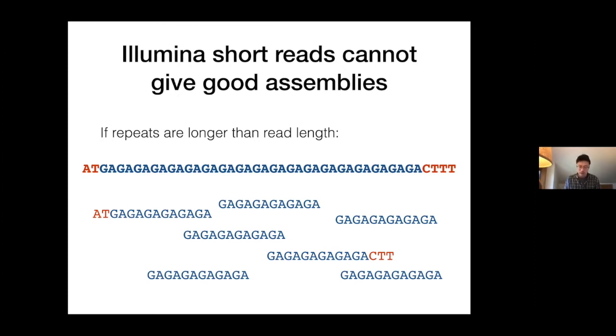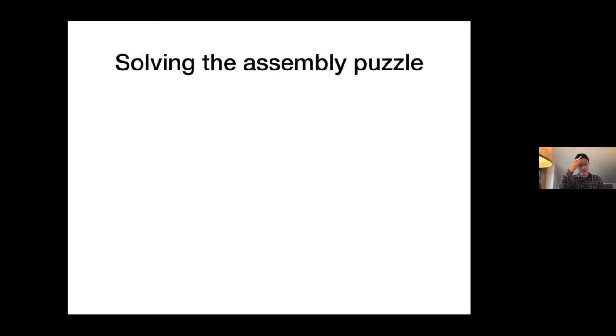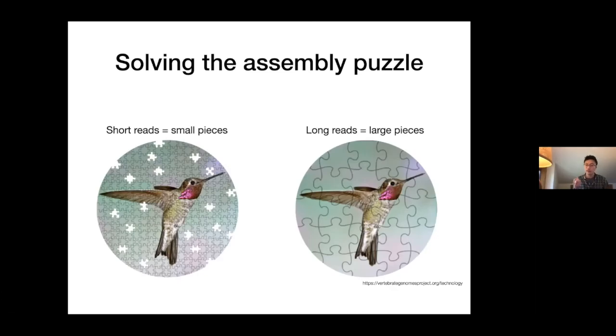Right. So you can think about genome assembly as solving a jigsaw puzzle. If you have shorter reads, you have very small pieces. If you have longer reads, you have larger pieces. And of course, it's much easier to solve the puzzle with larger pieces compared to the smaller ones. This would be the analogy of Illumina sequencing, and this would be the long-read sequencing. Long-read sequencing gives you larger reads, easier to put your genomes back together.